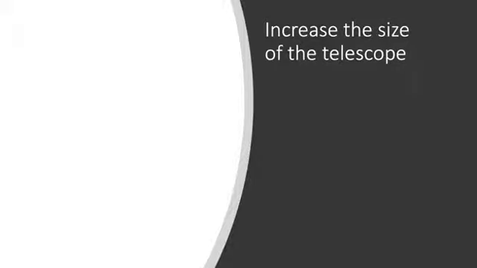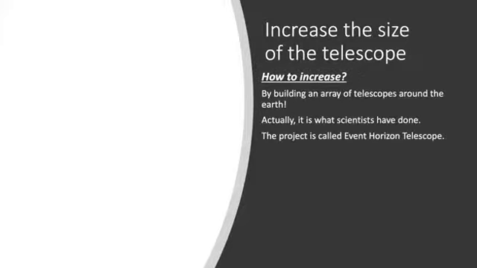But you may ask, how on earth can we increase the size of the objective lens? The answer is easy here. We can simply build an array of telescopes around the Earth. Then its objective lens will have a diameter of the whole Earth's size. Actually, that's what scientists have done in the past decade. The project is called the Event Horizon Telescope. Here is a brief introduction.